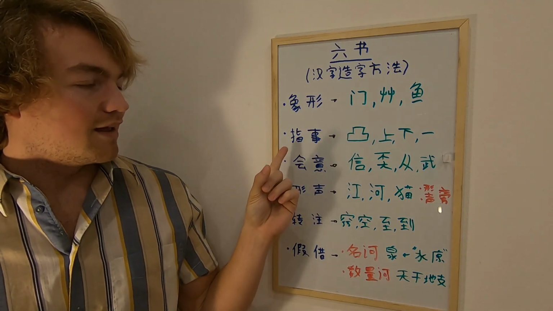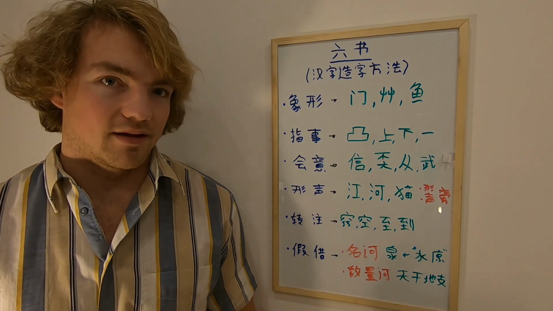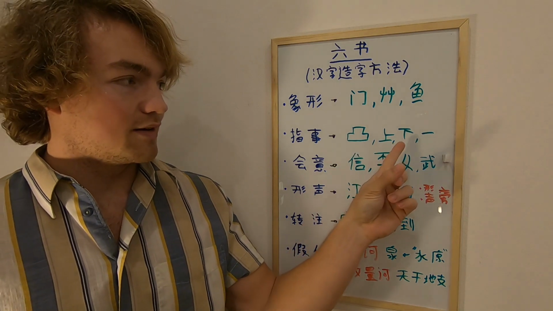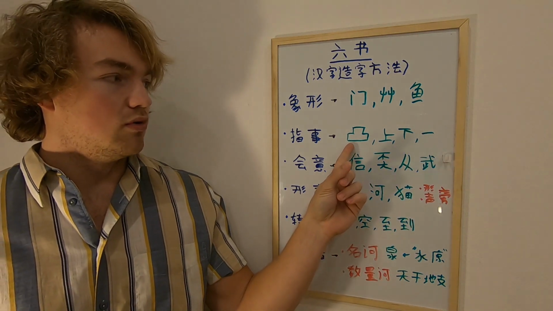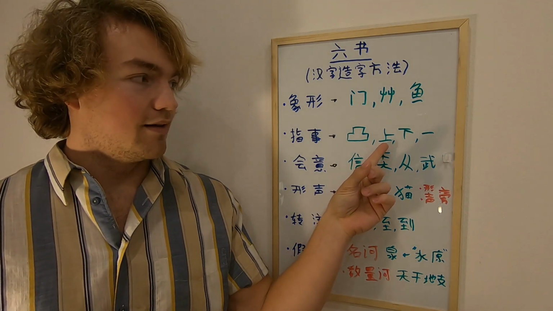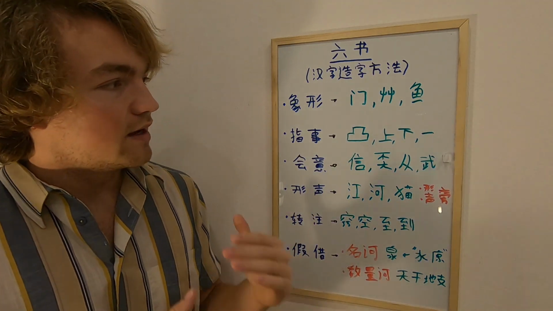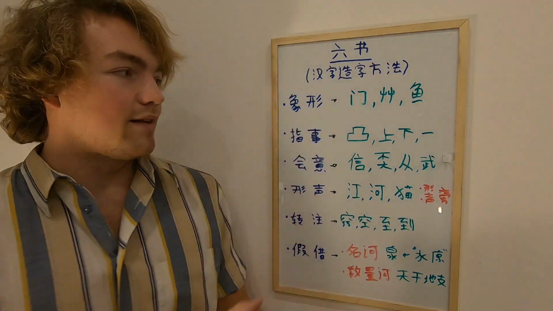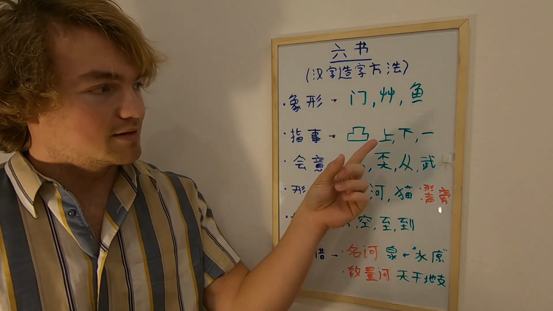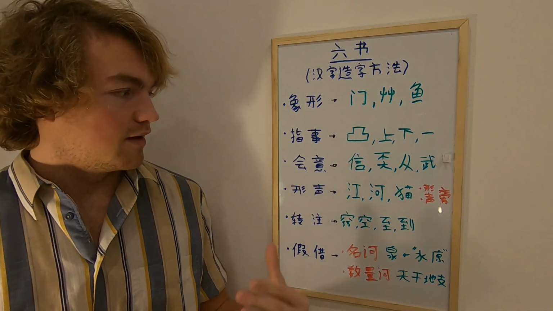And then we have zhi shi. These characters symbolize something more abstract. This could be adjectives, for instance, and here we have tu, shang, xia, or yi. And this tu means that something is sticking out. Then we have shang and xia. Shang means up, xia means down. So you couldn't really build it just like this because it's not a noun, it doesn't exist. It's something abstract, but you can still put it into some perspective.